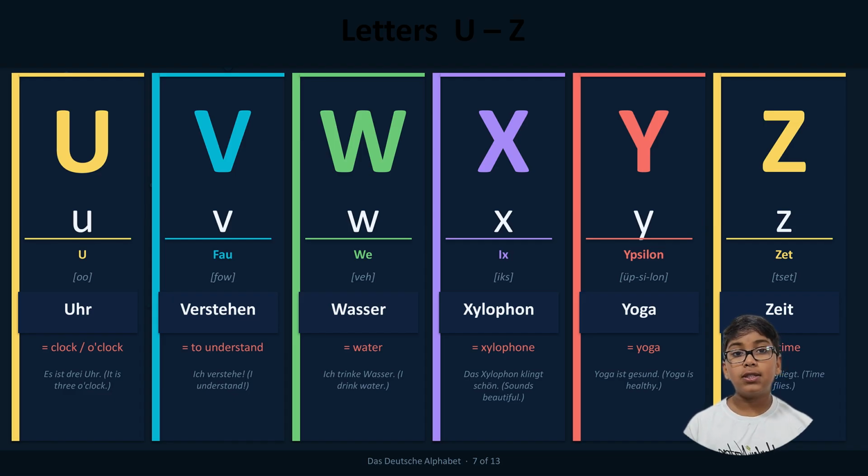X, pronounced as X. The example word is Xylophon. Say it. Xylophon. Xylophon klingt schön. The xylophone sounds beautiful. Y, pronounced as Y. Y is very rare in German and mostly appears in borrowed words. The example word is Yoga. Yoga ist gesund. Yoga is healthy.